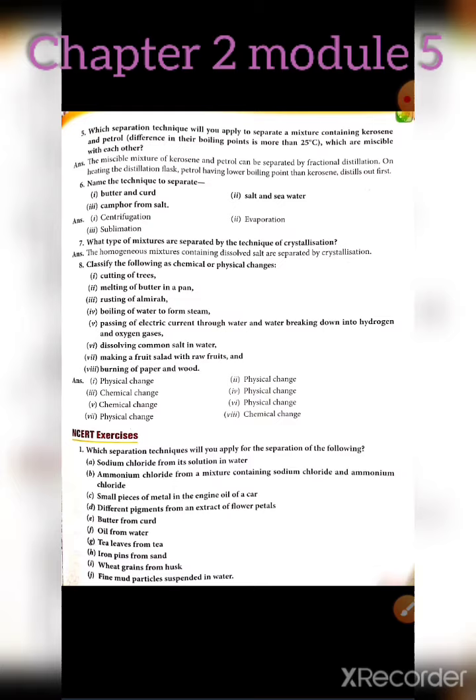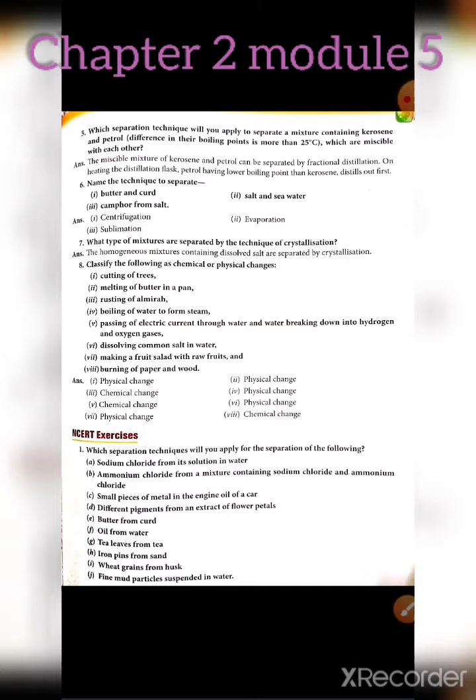Then eighth question, you have to tell the chemical and physical changes. So first one is cutting of trees, that is physical, melting of butter, that is also physical, rusting of almirah is chemical. Fourth one, boiling of water to form steam is physical. Then passing of electric current through water and breaking down into hydrogen and oxygen is a chemical process, that is electrolysis. Then dissolving common salt in water is physical. Making a fruit salad with raw fruits is physical. When you are cooking, then it is chemical, otherwise it is physical. Then burning of paper or wood, that is a chemical change.